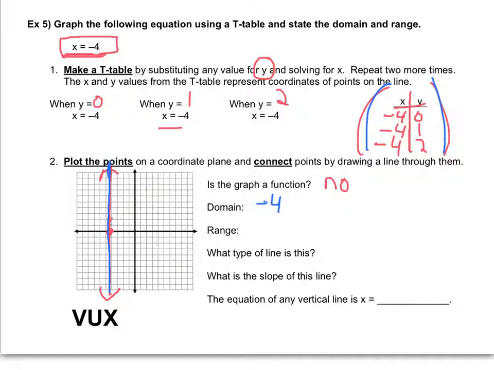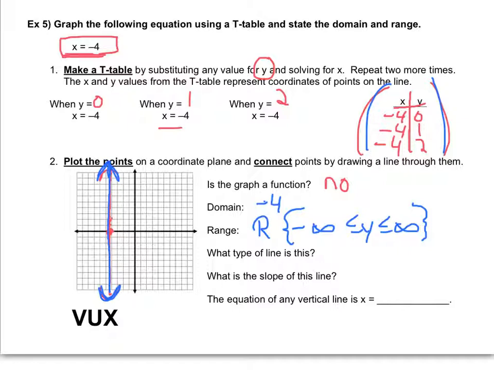The range is going to be all real numbers because you have the arrows here, and it goes on forever up and on forever down below. So you would write -infinity, you'd put a y, you'd put infinity. So y is less than or equal to infinity and greater than or equal to -infinity. And again, you use your set notation.